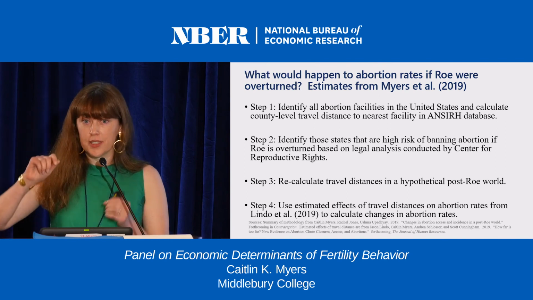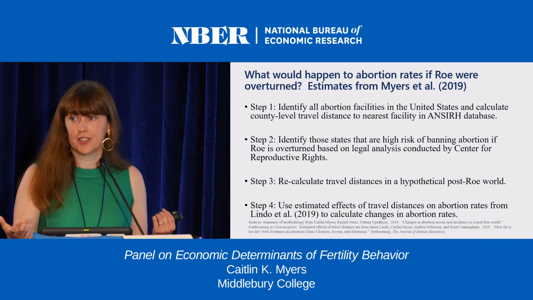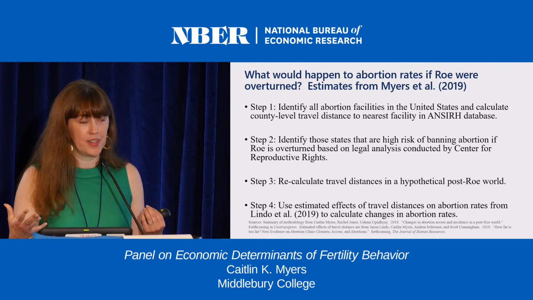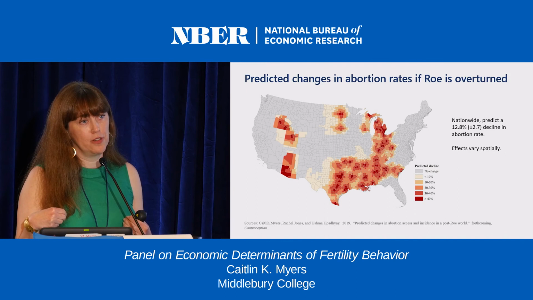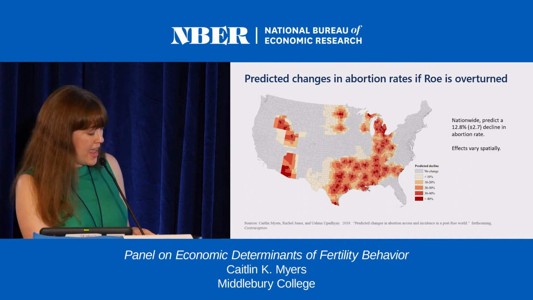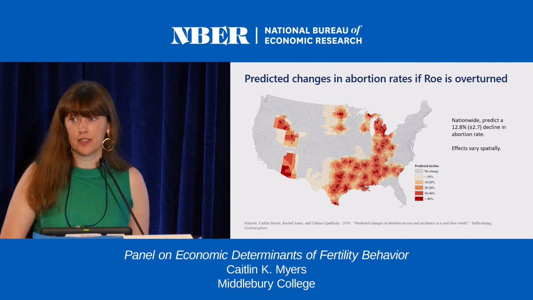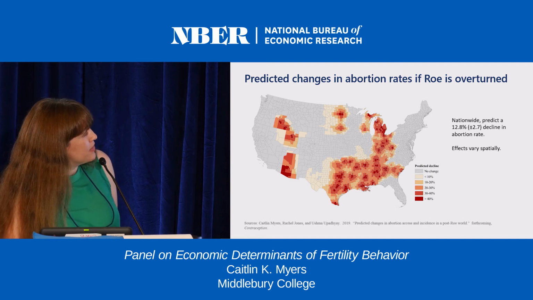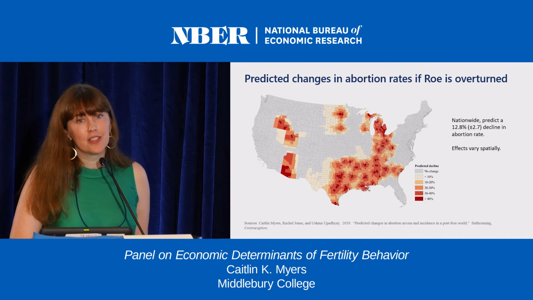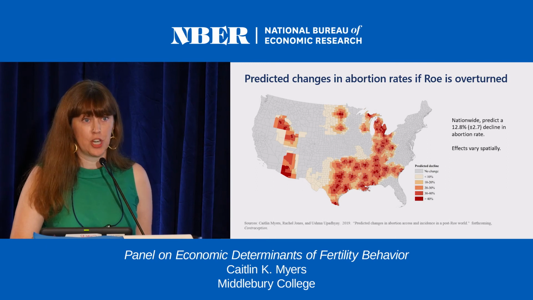So we identify those states that are likely to ban abortion, and we artificially close the facilities there. We hypothetically close them. And then we use estimates that we have of the causal effects of travel distance to abortion facilities on abortion rates, and basically back out where and by what magnitude we expect abortion rates to change across the country. If you look at this map, the counties that are pretty much white are regions of the country where we don't predict a change in abortion rates due to travel distance, because travel distance wouldn't change.